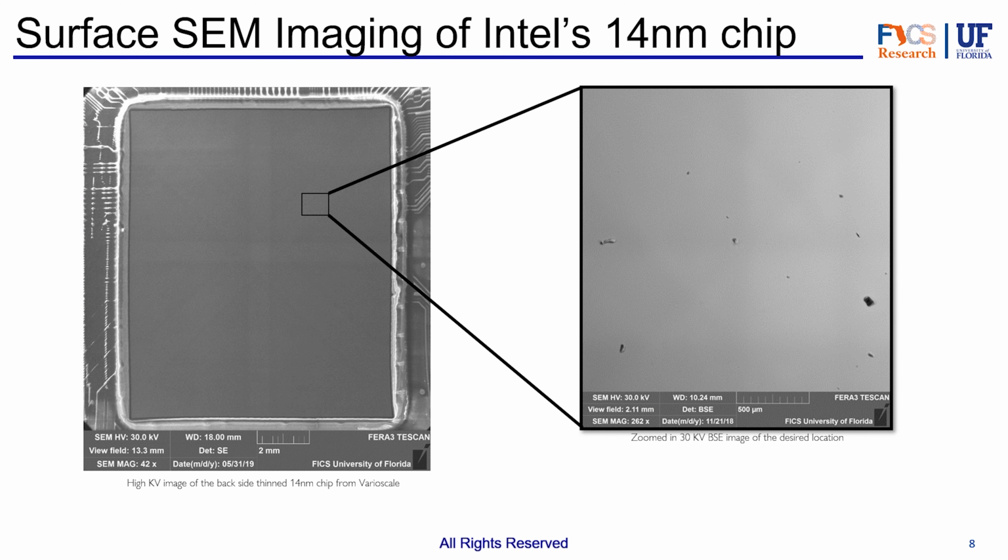So here we have a picture of the 14 nanometer chip. This is just the surface here. As you can tell, we have the voltage set here at 30 kilovolts right here, and same over here, but the field of view changes and the magnification changes.